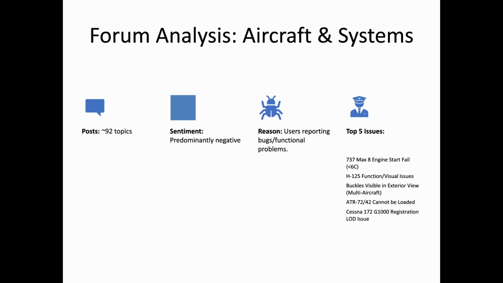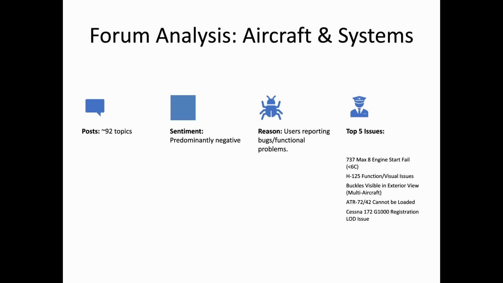The next category is aircraft and systems. This, I would say, is likely the largest one because it contains 92 topics, also predominantly negative. Again, users were reporting bugs and functional problems. If we look at that category, then the 737 MAX 8 engine start failing if it's below 6 degrees, that one was the top issue, followed by the H125, the Airbus helicopter, which had some functional and visual issues. Some of those visual issues might be fixed in the latest update. Then the buckles visible in exterior view for multiple aircraft.